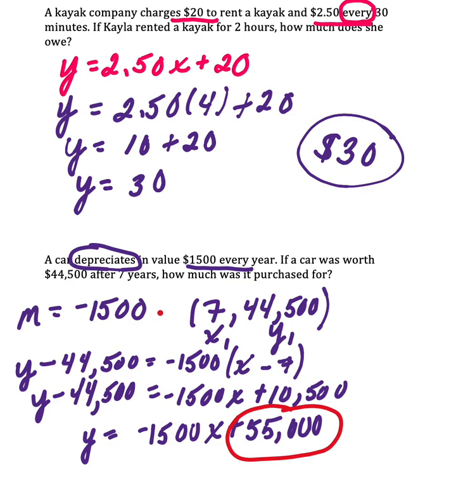Now, if you were given this scenario without the slope, say you were given a different cost after so many years, that would be your 2 points. You would have to find slope and then do point-slope form.